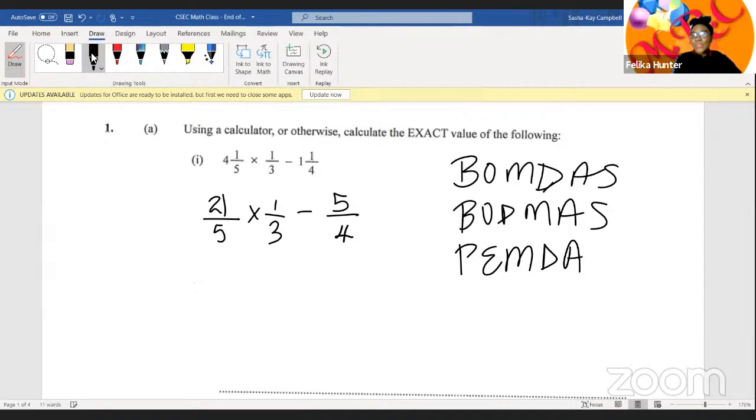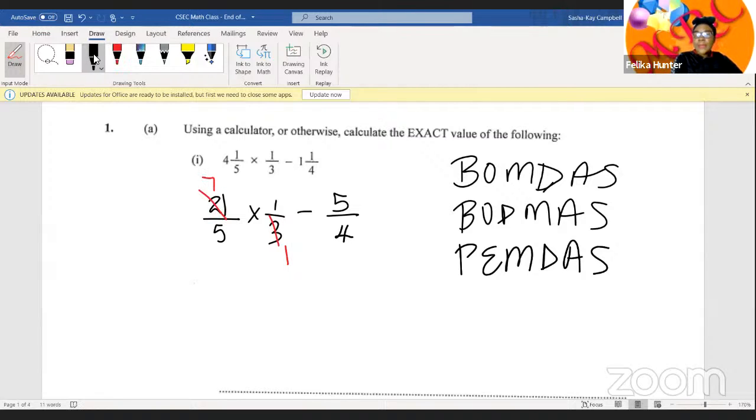It doesn't matter which of these you're familiar with. It's the same procedure. All right. So we're going to do our multiplication part first. And when we look at 21 and 3, we realize that we can simplify that part. So we can simplify the 21 and the 3. 3 into 3 is 1, 3 into 21 goes 7 times.